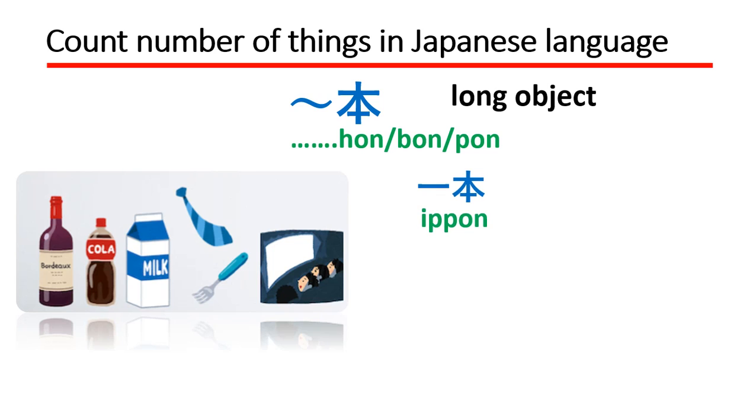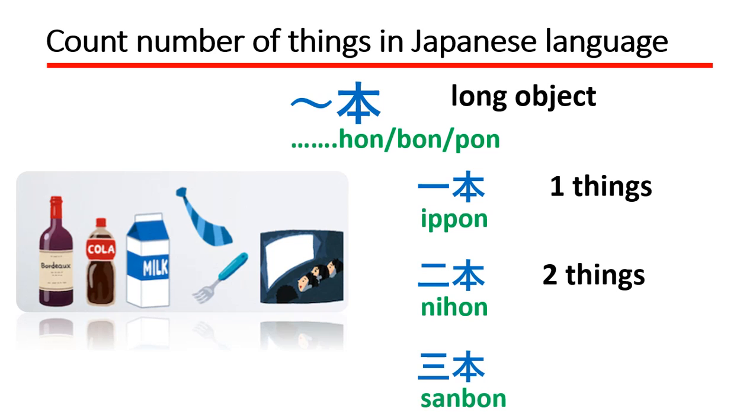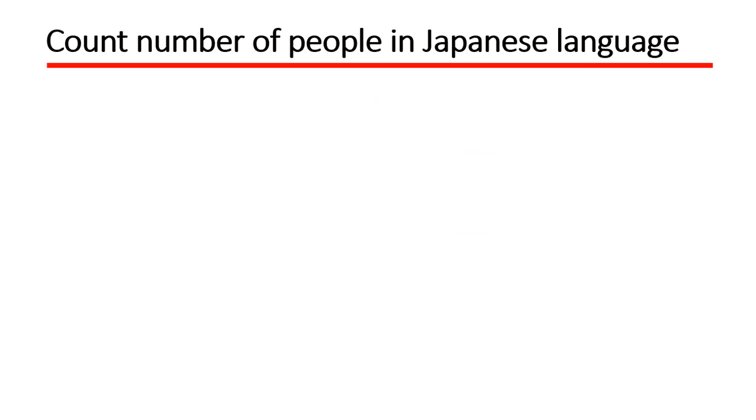For example, ippon, which means one thing. Nihon, two things. Sanbon, three things. You can see that one thing has the sound of pon, two things has the sound of hon, and three things has the sound of bon, right? And you have to remember it only. You cannot change it, there is no other solution. So yonhon, which means four things.